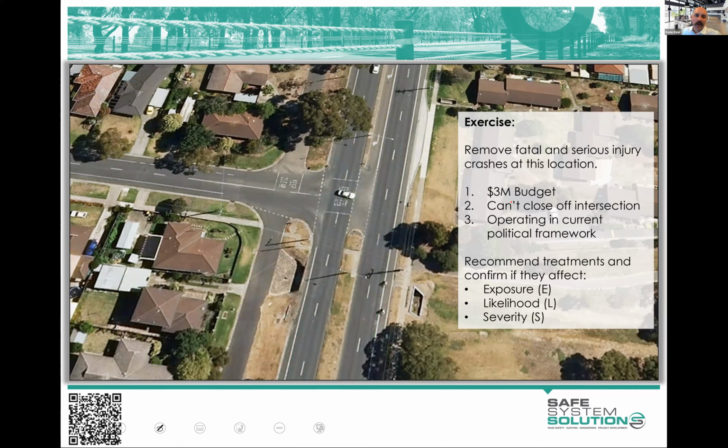I am going to give you some constraints though. Okay, you've got a $3 million budget. You can't close the intersection. I know you're thinking, I'll just close this off, that'll eliminate all of the conflict points, but you can't do that. It actually has to operate. People have to be able to turn out, get out into all directions, and come in from all directions.